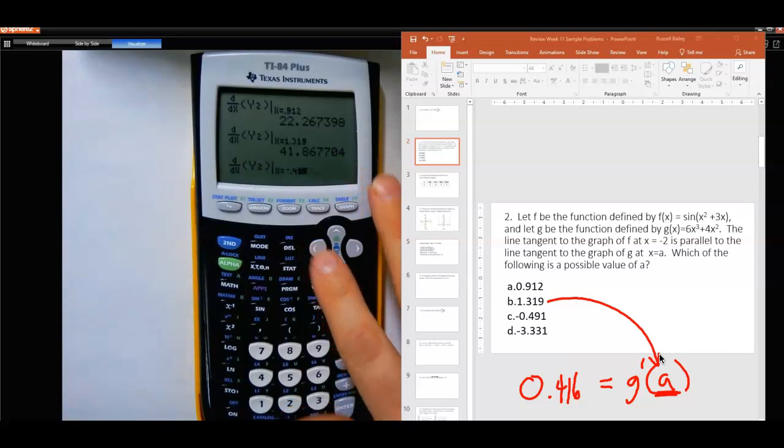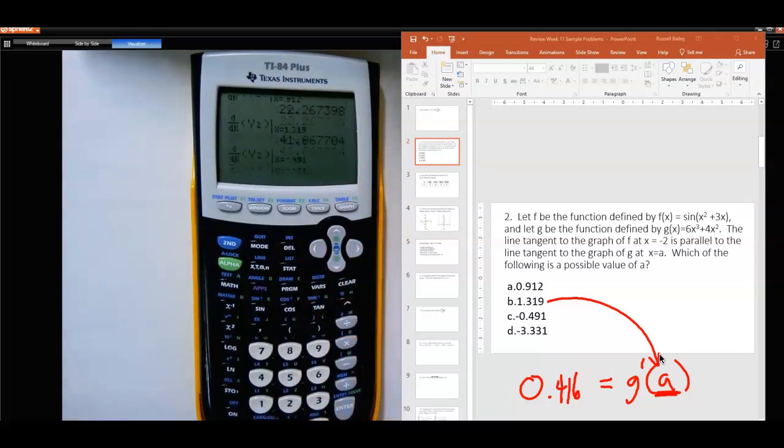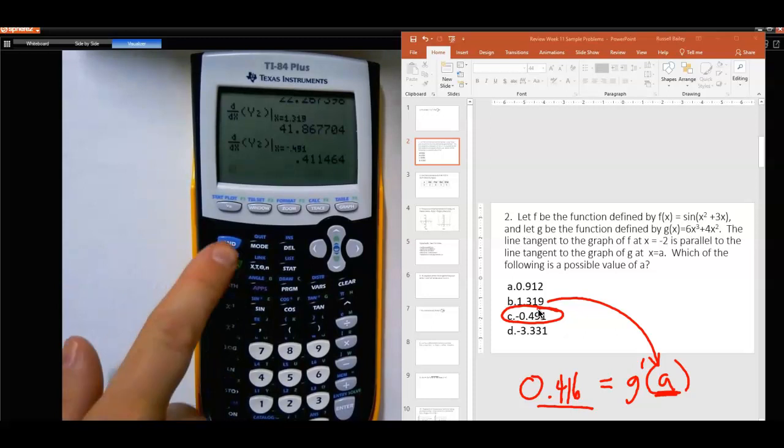0.491, my bad. And for that one, I get 0.411. Now, that's pretty darn close. So that's probably the answer. When it comes to these types of problems, we're rounding a lot. And so that's probably going to be the answer. But I'll check the last one just in case, just to make sure that maybe it's not a better answer.